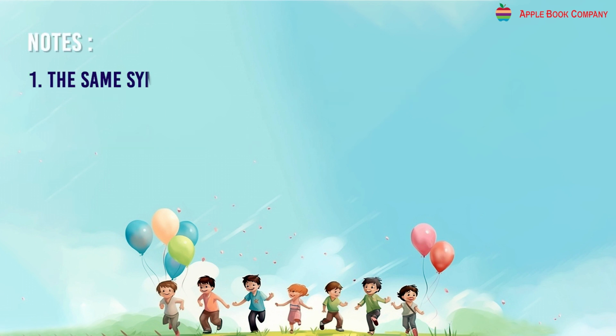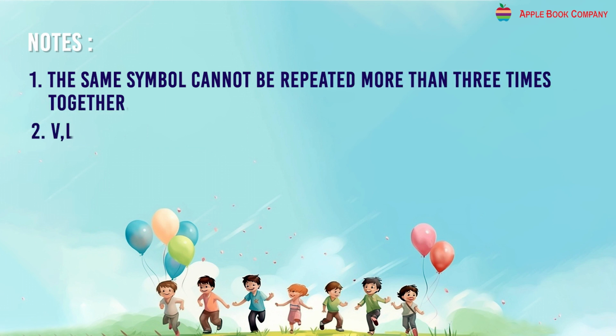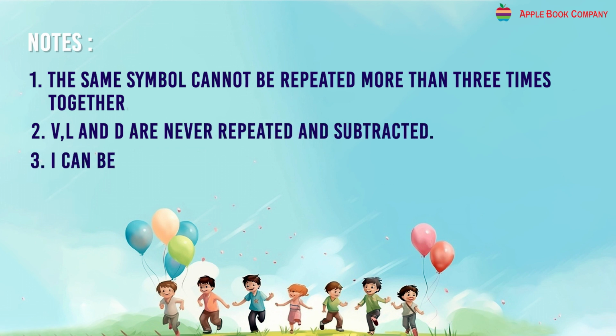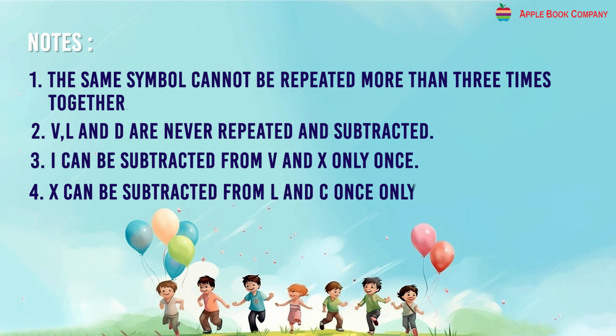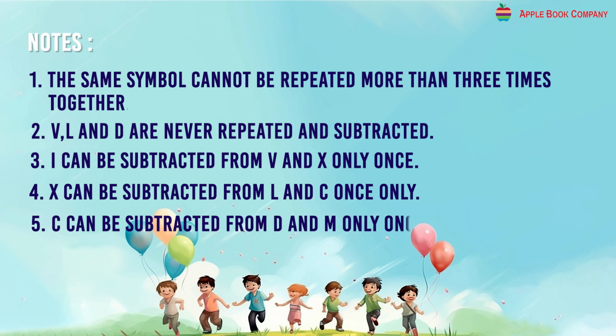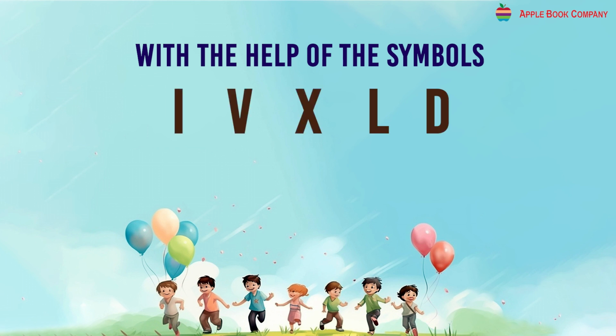Notes: the same symbol cannot be repeated more than 3 times together. V, L and D are never repeated and subtracted. I can be subtracted from V and X only once. X can be subtracted from L and C once only. C can be subtracted from D and M only once. With the help of the symbols I, V, X, L and D, we can write numbers up to 500.